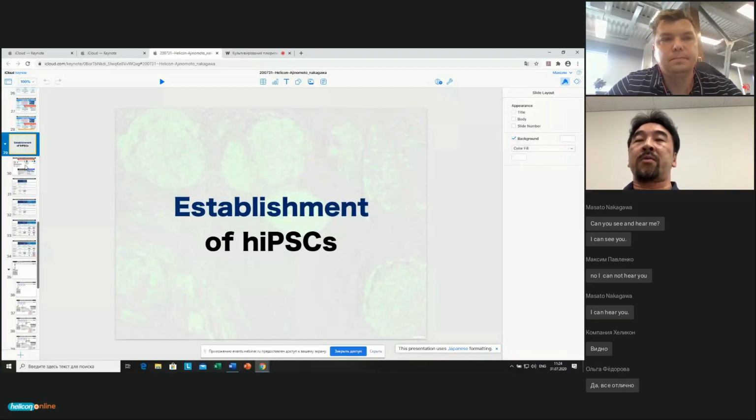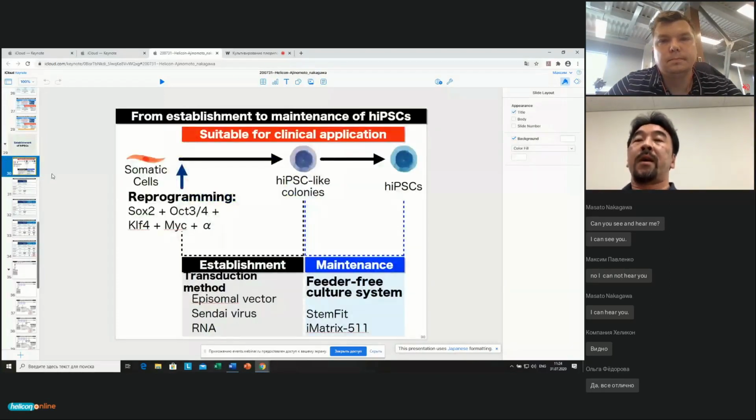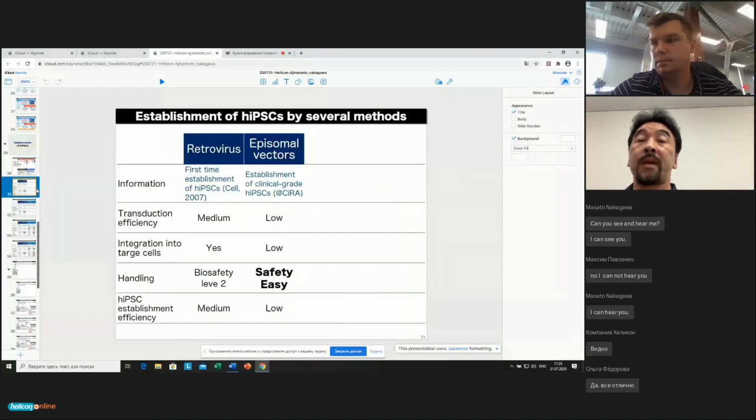So next, I would like to explain the establishment of iPS cells. Next slide, please. As for the establishment of iPS cells, the important point is the transduction method of the reprogramming factors into the somatic cell. Next slide, please. So I will explain the details of the establishment of iPS cells.